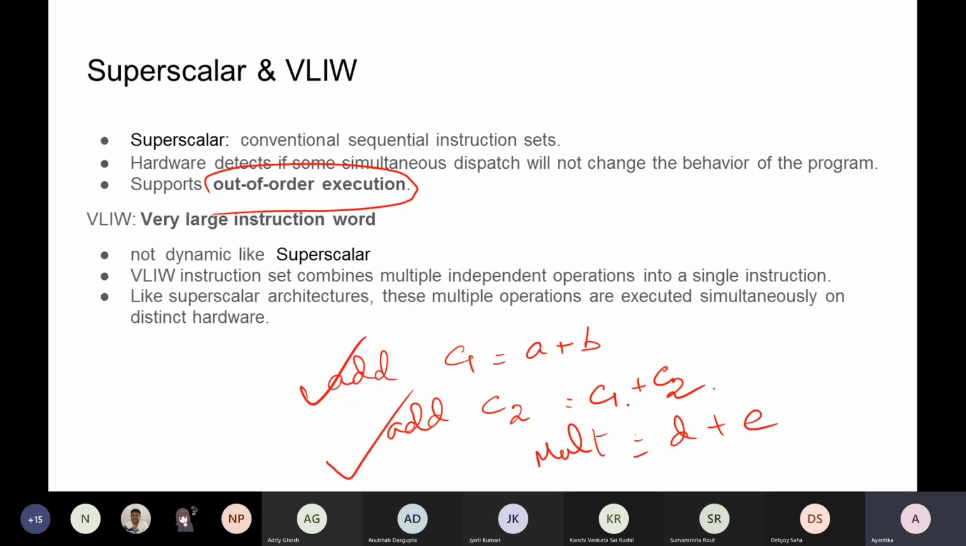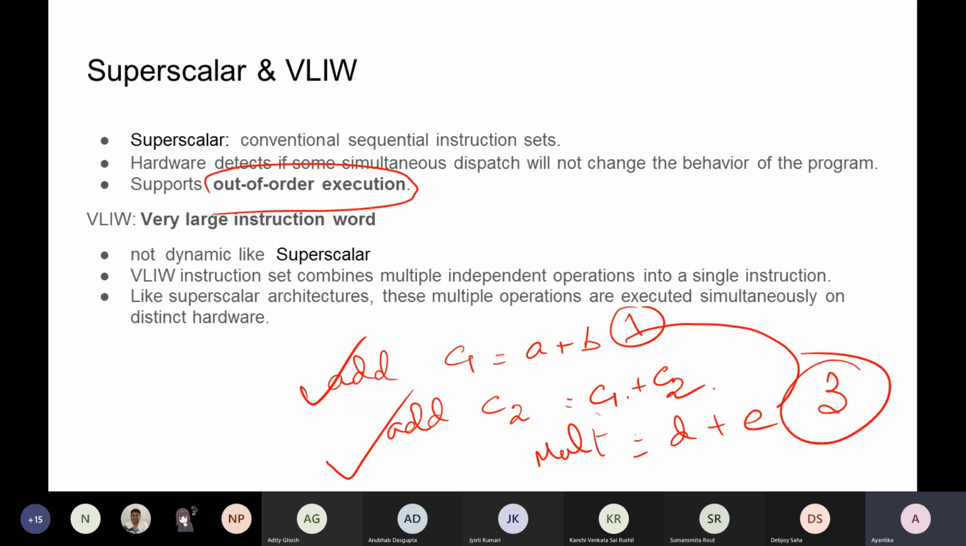Until you are getting the proper value of C1, you cannot feed them to this type of subword parallelism or this type of parallelizing technique. So you do some out of order execution. You actually merge these two, the 1 and 3, and together you process them, you feed them into subword parallelism. And then you process this one.